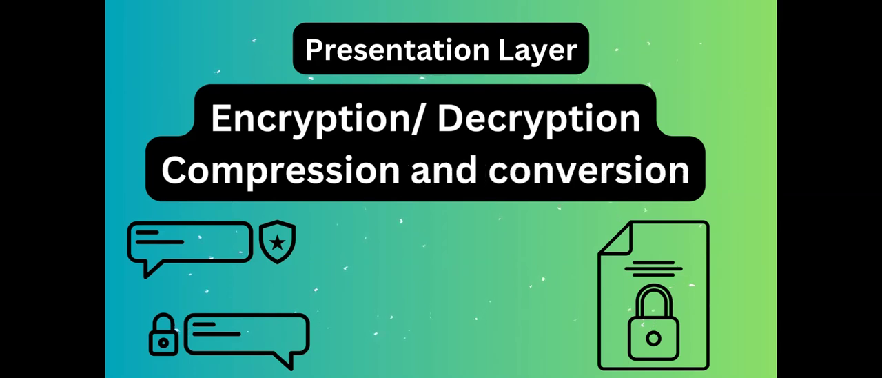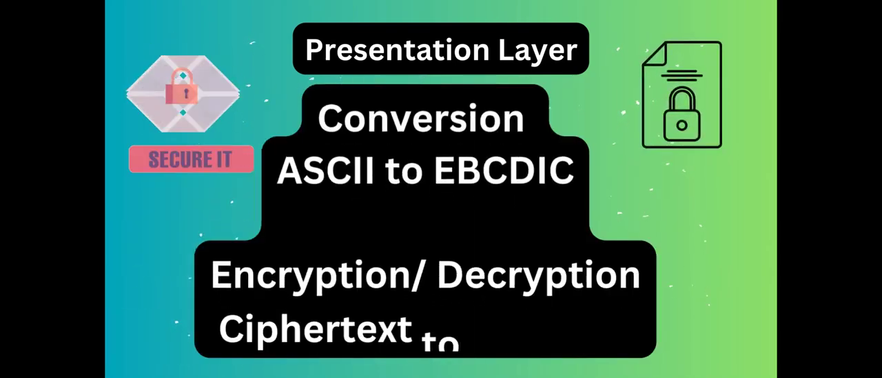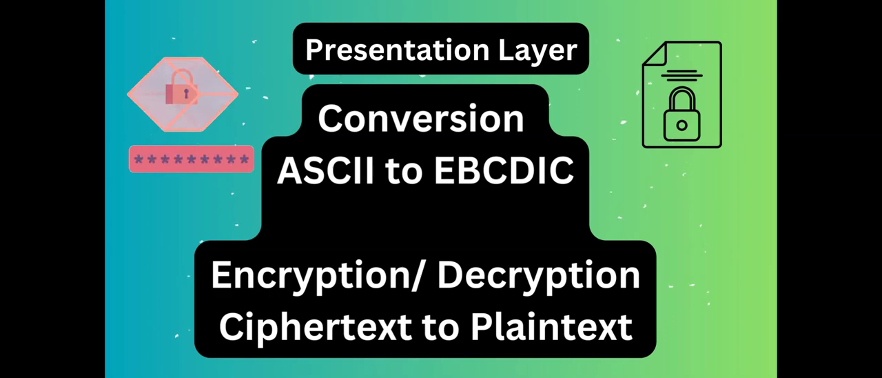Translation, for example, ASCII to EBCDIC. Encryption and decryption. Data encryption translates the data into another form or code. The encrypted data is known as the ciphertext and the decrypted data is known as plain text.